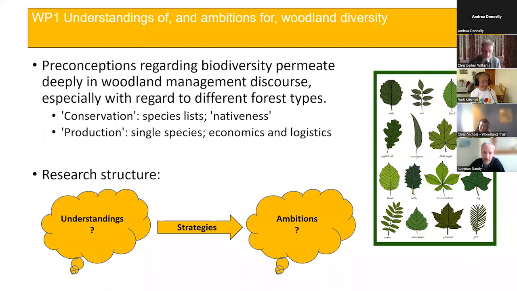I'm Norman Dandy. I work at Bangor University, as Chris has already said, and myself and my colleague Seamus are responsible for delivering work package 1, which is focused on understandings of and ambitions for woodland diversity. We recognise fully that we are not introducing woodland diversity as an idea to our forestry sector and to our woodland owners. Obviously, lots of people have been thinking about woodland and their diversity for a very long time. And we want to capture those existing understandings of diversity within the woodland.